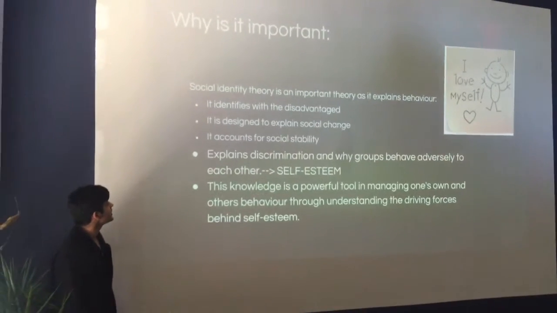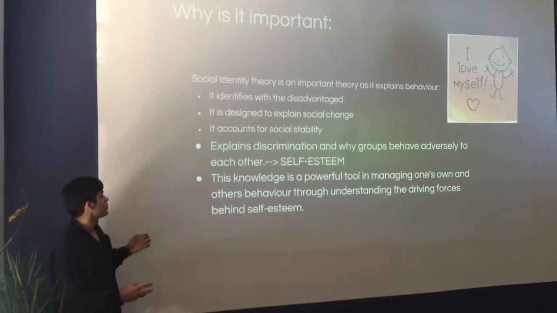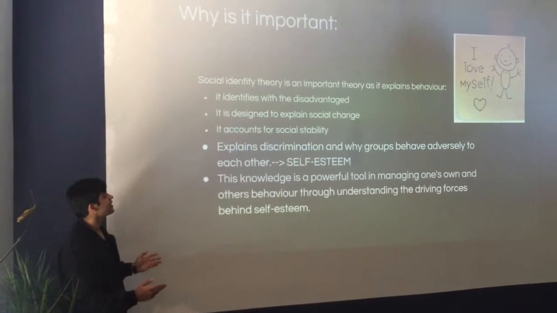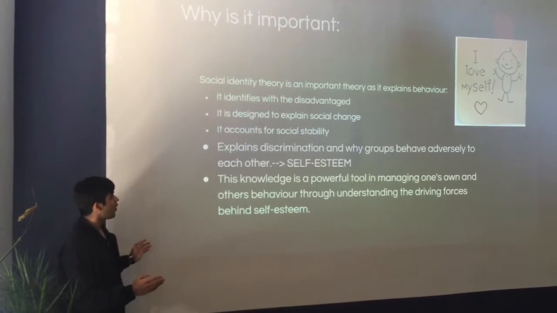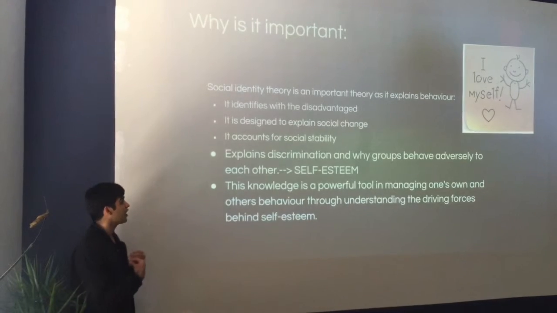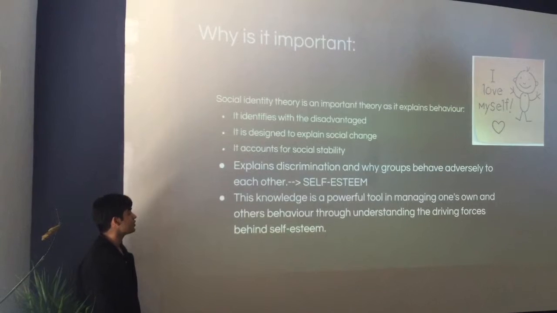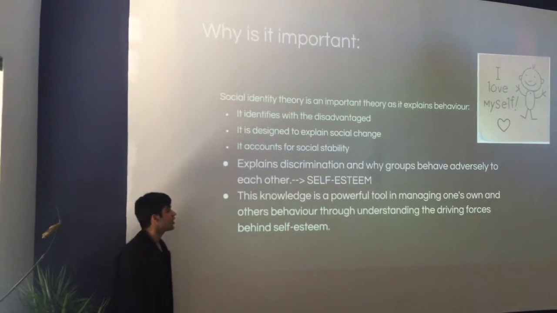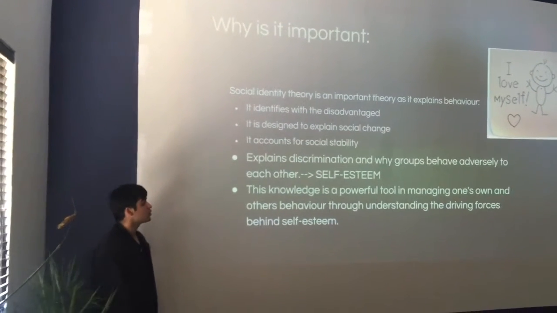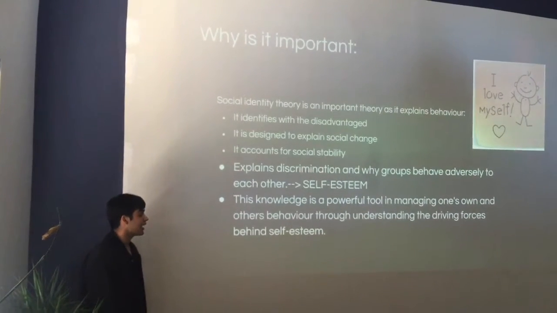Social identity theory is an important theory as it explains behavior in essence. It identifies disadvantage, is designed to explain social change, and it accounts for social stability. However, those are just words, and that doesn't really explain why it is important for us. It helps to explain discrimination and why groups behave adversely to each other. And all of this is centered around one key driver, that being self-esteem. This knowledge is a powerful tool in managing one's own and others' behavior through understanding the driving forces behind self-esteem.